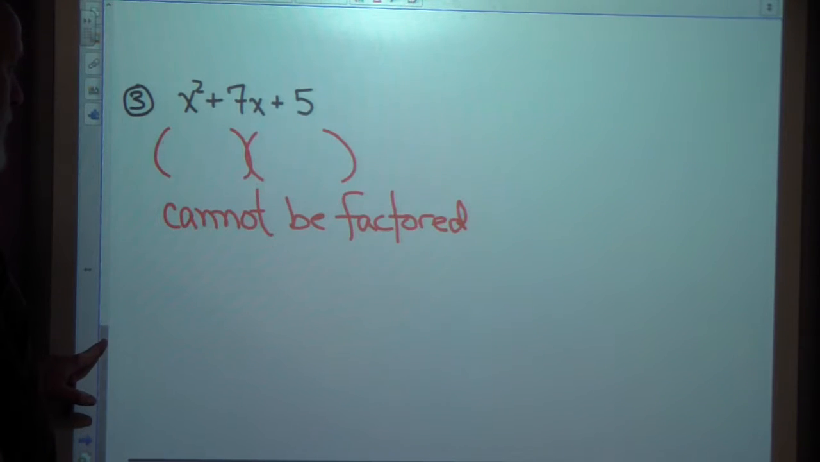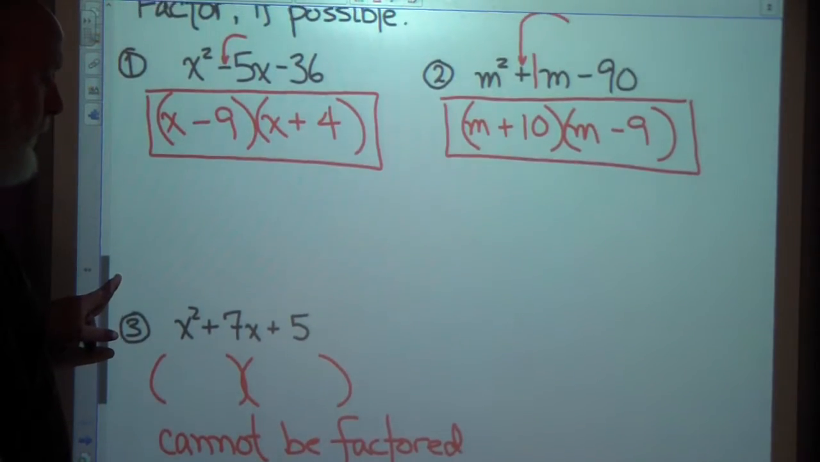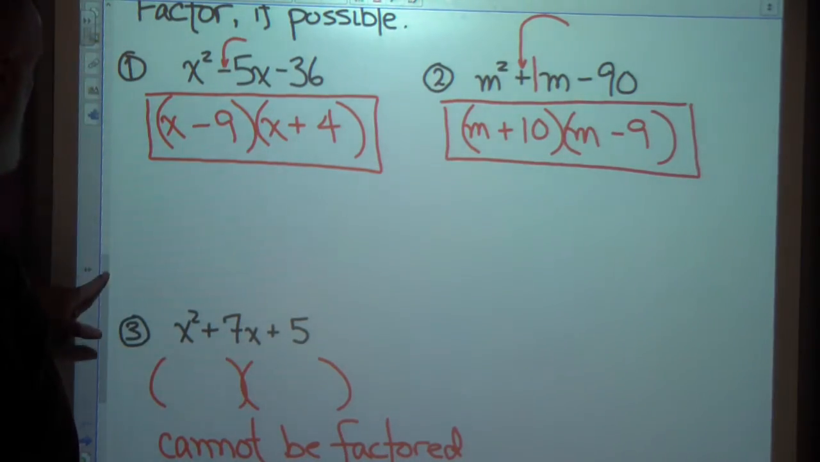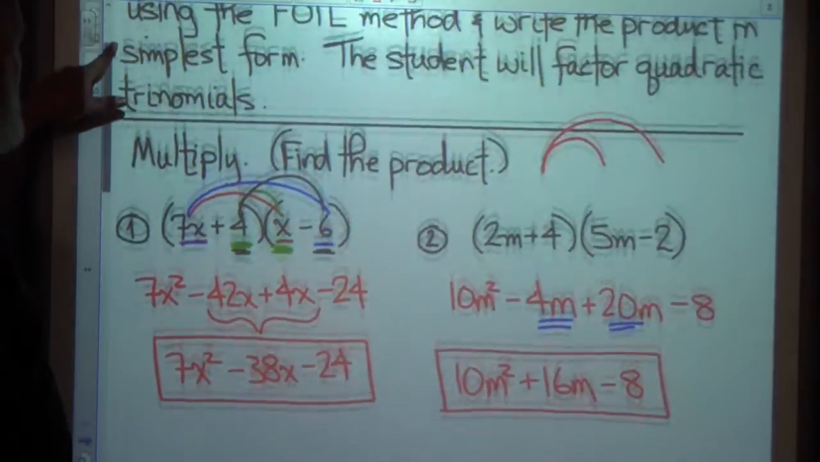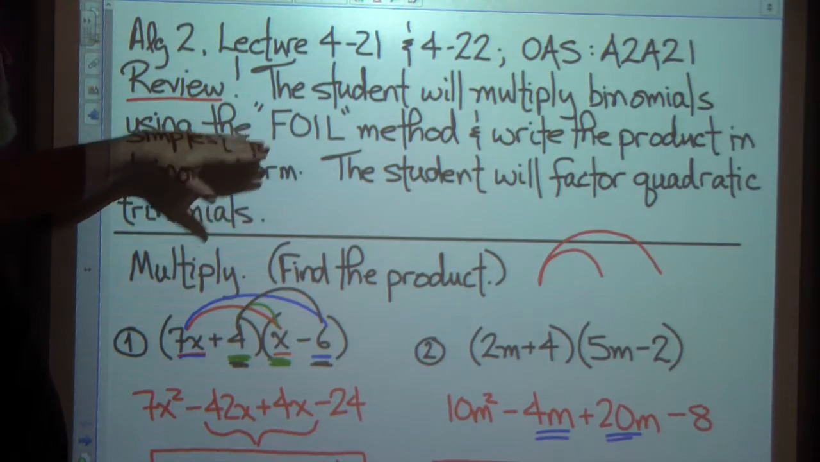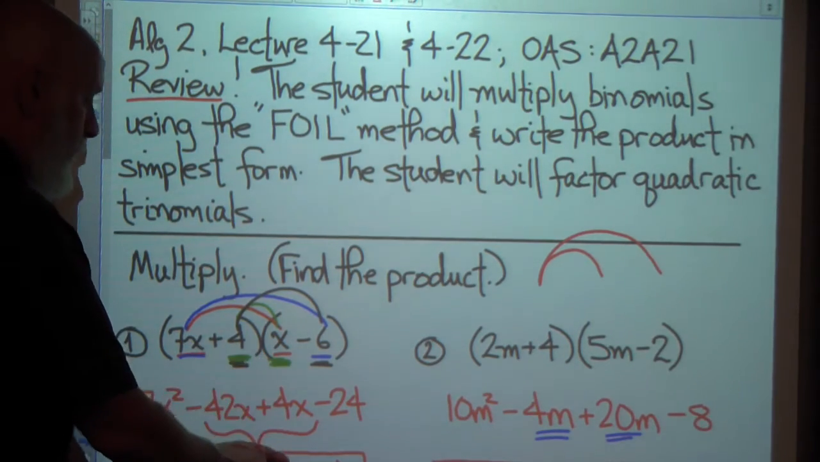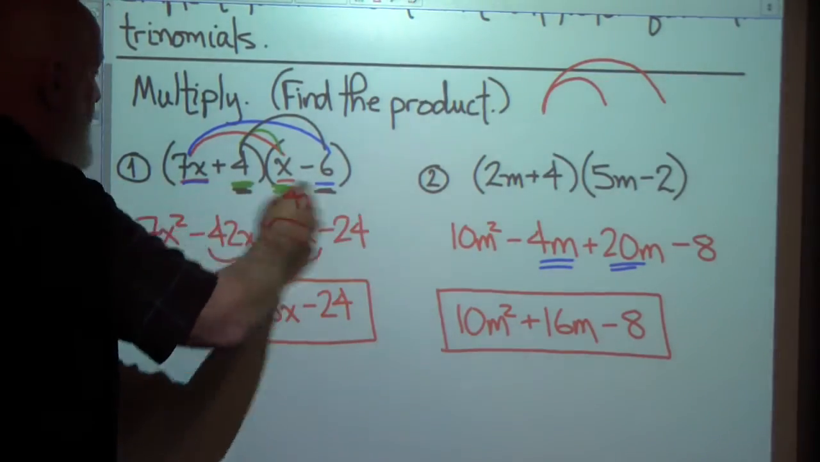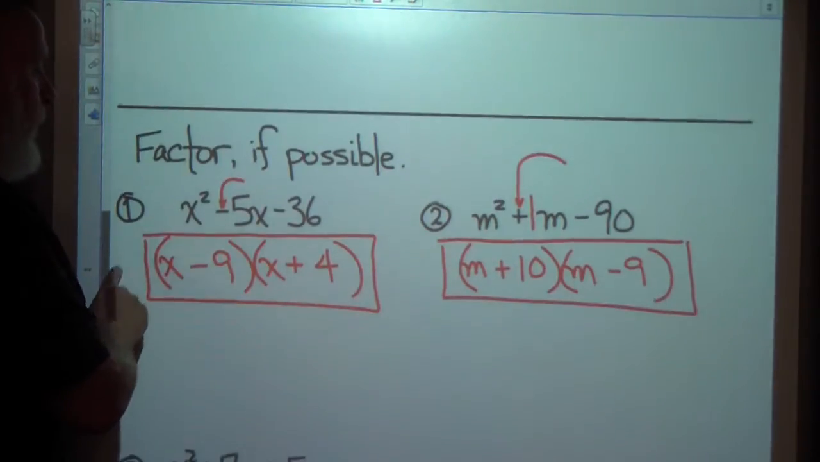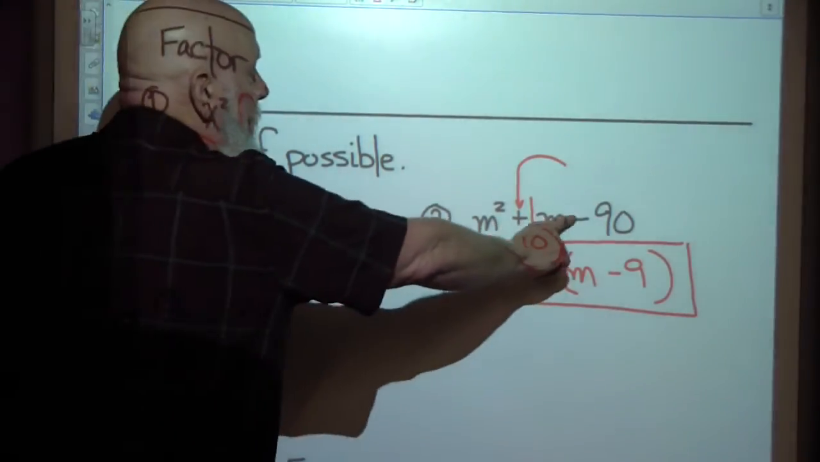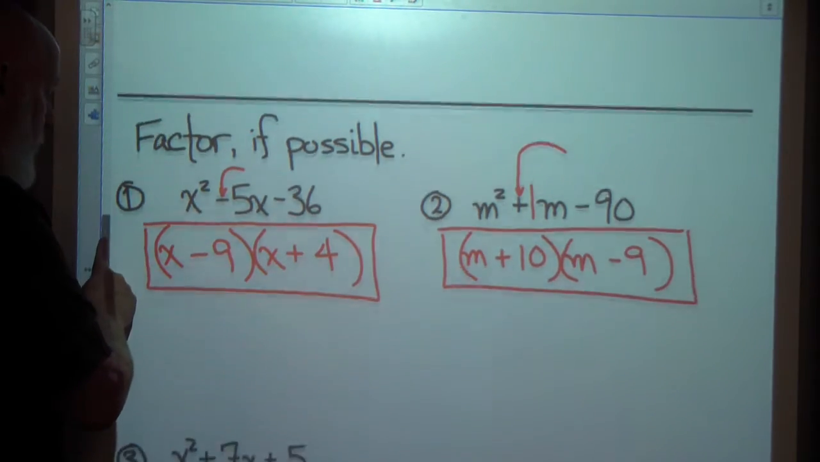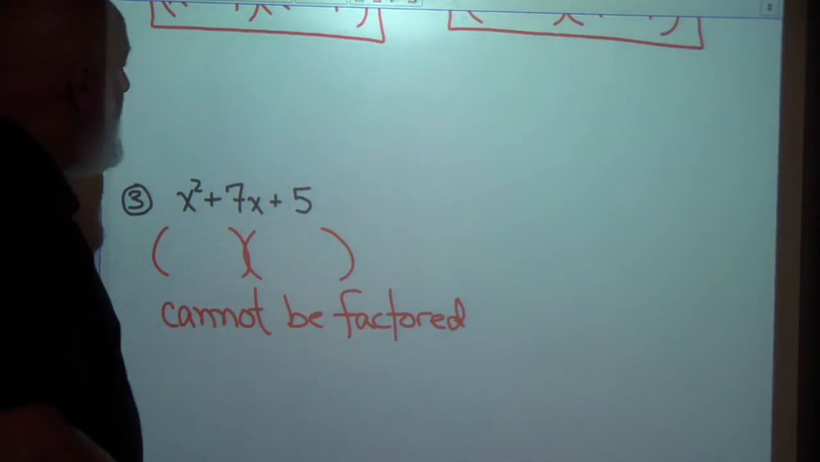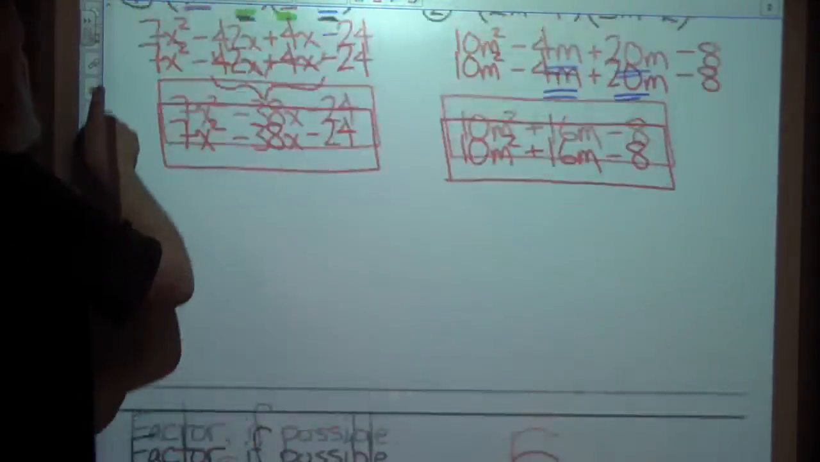So there we are. Stumbled through that. Okay. So we reviewed multiplying binomials, combining like terms and getting a quadratic trinomial. Did that a couple of times, and we reviewed factoring quadratic trinomials. And sometimes you can't. So you've done this in the past, you can do it again.